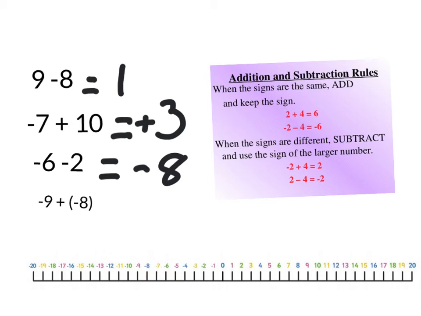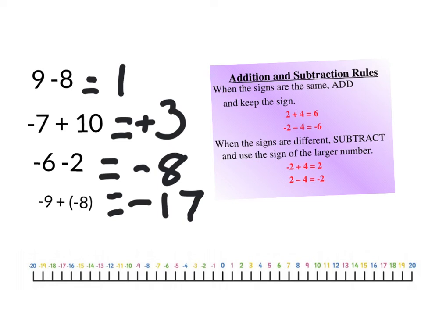Alrighty, this one is a little bit tricky because it is in brackets, which is going to confuse us a little bit. Let's have a look at the signs of the numbers. Negative 9 and negative 8. The signs are the same, so we're going to keep the sign, so it's going to be a negative number, and it's asking us to add and keep the sign, so add them. 9 plus 8 is 17, so we're going to do negative 17.